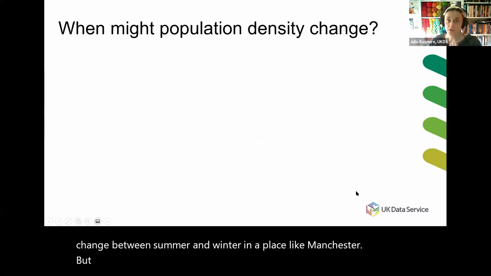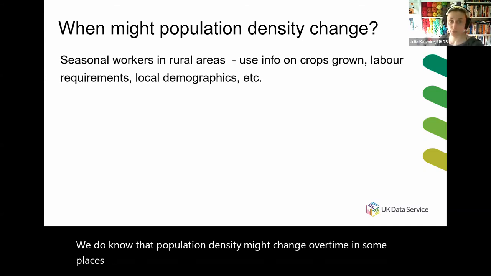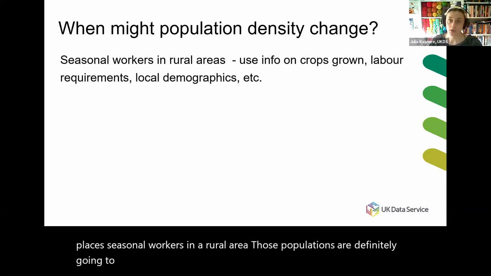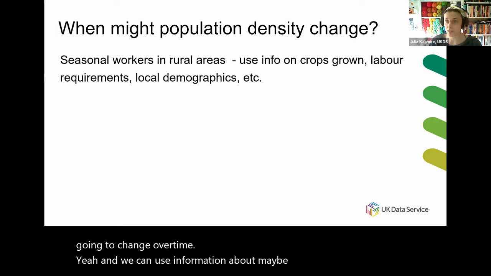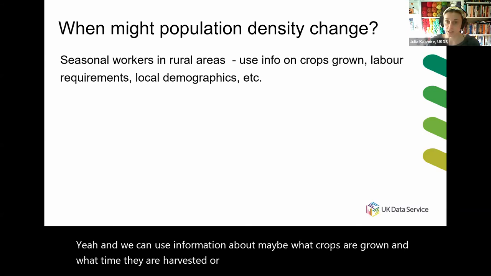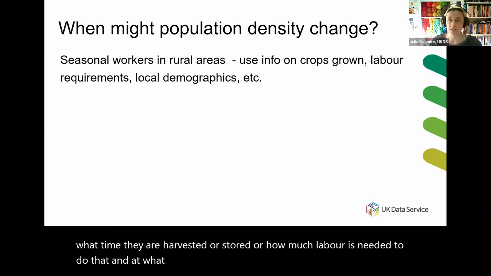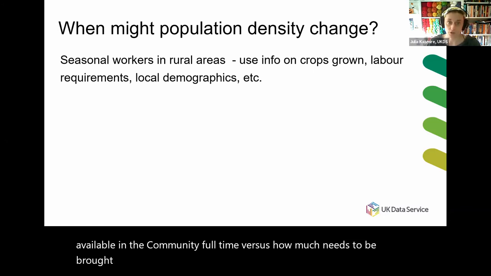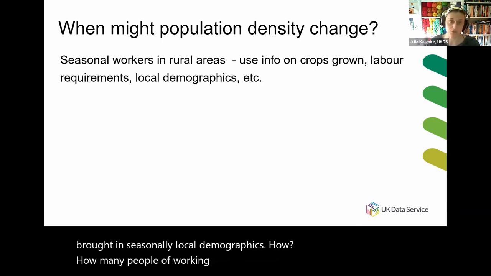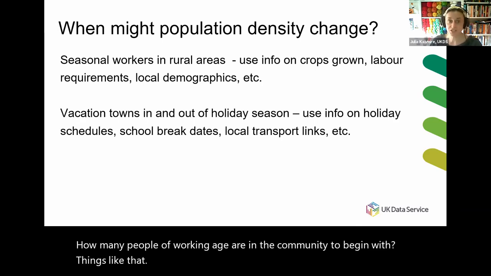But we do know that population density might change over time in some places. You know, seasonal workers in a rural area, those populations are definitely going to change over time. And we can use information about maybe what crops are grown and what time they are harvested or stored, or how much labor is needed to do that and at what time of the year. Things like how much labor is available in the community full time versus how much needs to be brought in seasonally. You know, local demographics, how many people of working age are in the community to begin with, things like that.